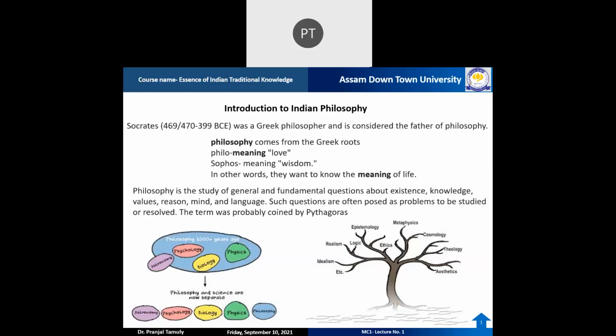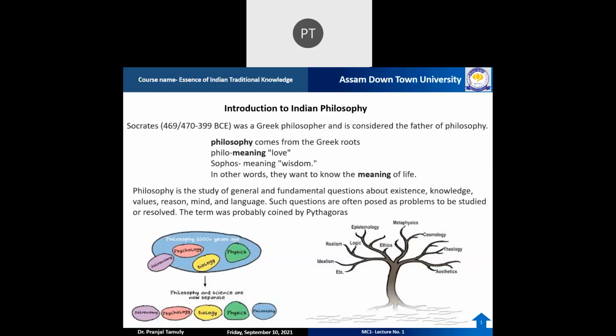So first of all, what do you mean by philosophy? The term philosophy was coined by Socrates, a very great philosopher of his time. He was born in 469 BC in Athens, now in Greece. The word philosophy comes from two syllables: philo, meaning love, and sophos, meaning wisdom. In other words, a philosopher is a lover of wisdom.